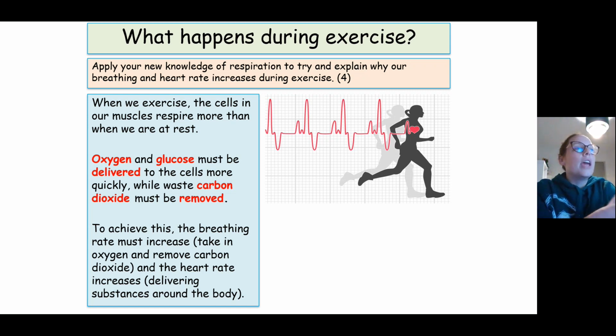The other side of this is if our cells are respiring more, we are producing more waste products. Those waste products, carbon dioxide specifically, are toxic in the body. Our body has to get rid of it. So our heart has to work faster or harder to remove those waste products. So we have to increase the heart rate to get more oxygen and glucose to the cells that need it, but also to remove waste products to get rid of them. That is the crux of this question. And 90% of your application questions regarding respiration will be around exercise.